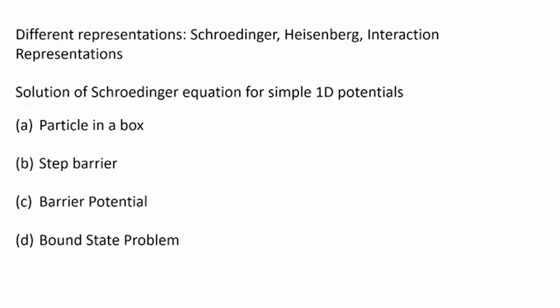Let me just go back and complete something that was unfinished on the last occasion. So we are going to talk about different representations in quantum mechanics. They are called the Schrodinger representation, Heisenberg representation, and interaction representation. And then we'll talk about solutions of the Schrodinger equation in simple 1D potentials. They would involve a particle in a box, a step barrier or a barrier, or rather a potential well, so to say, and then a bound state problem. Okay. So these are the plans for today, and let me start with the Schrodinger representation.